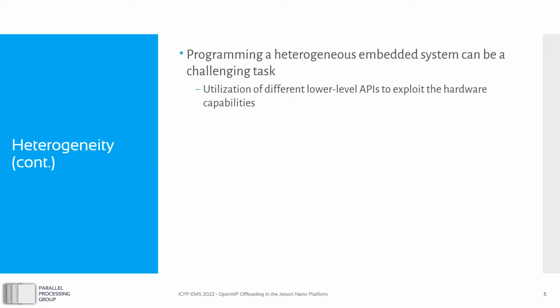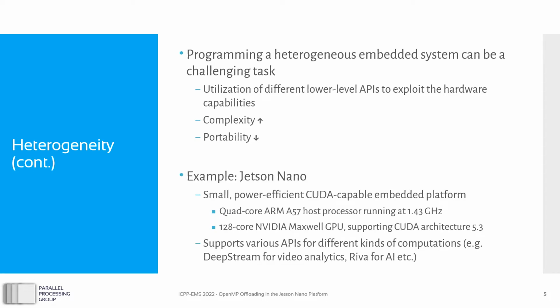However, it is difficult to program such systems because the programmer basically needs to use different lower level APIs to exploit their hardware. As a result, the complexity of the process increases and the portability of the applications drops. Let's take Jetson Nano for example. It's a small but power-efficient CUDA platform with a quad-core ARM CPU and a 128-core NVIDIA GPU. Currently, different APIs are available depending on the computation the programmer wants to perform.